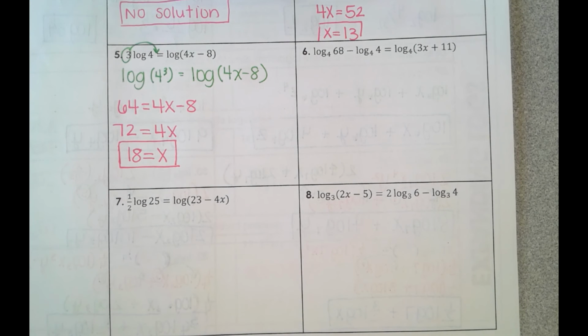And yeah, if you plugged 18 back in, guess what? You're going to get 64. Because you set them equal to each other. So if you don't get 64, then you messed up somewhere.